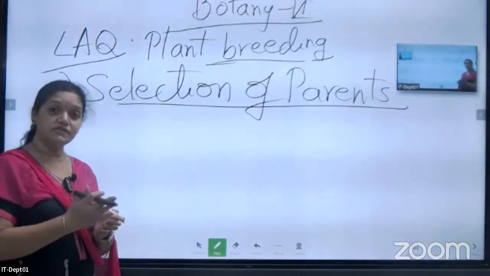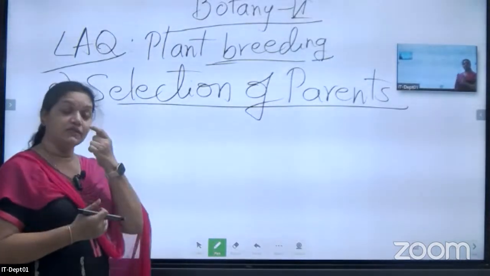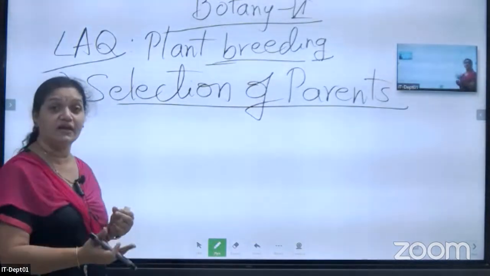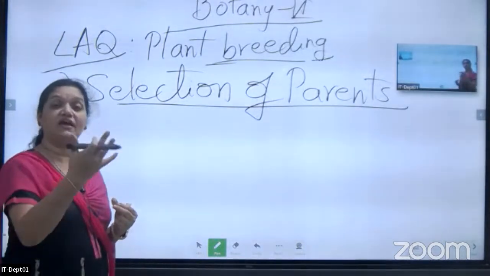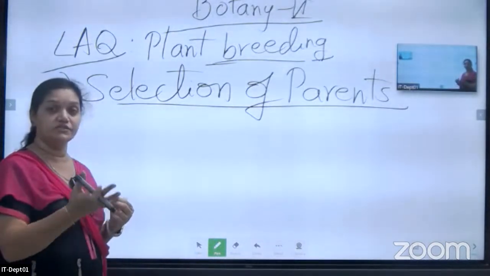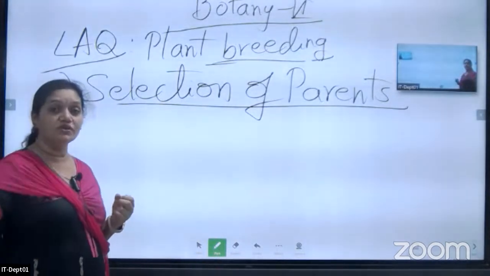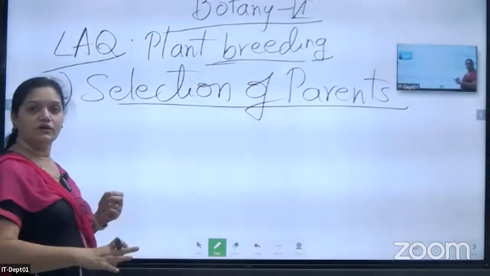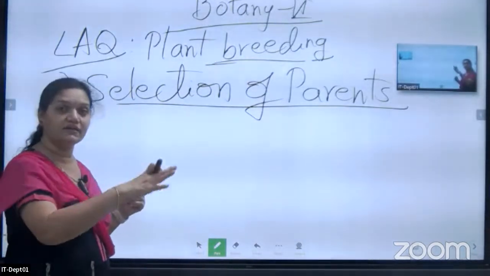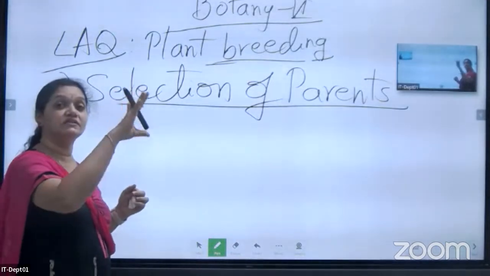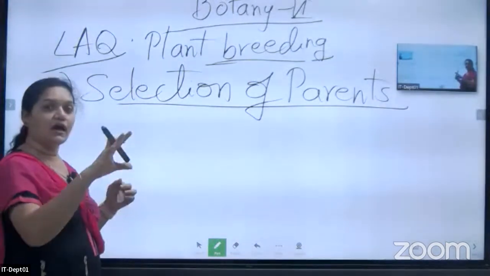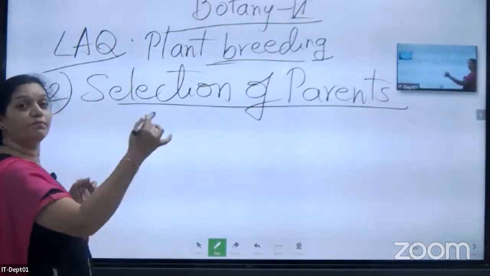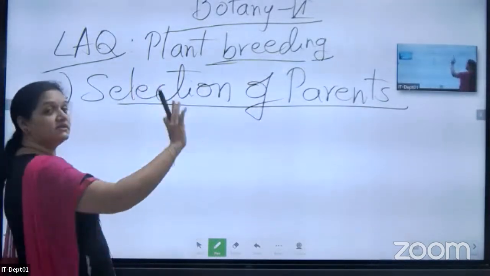Once we are selecting, the parents should have our desired characters in them. What is meant by desired characters? What we want to see in a plant, those characters that we want to see and grow again and again, are called the desired characters. So the parents should have the desired characters. The plants having our desired characters have to be collected and selected as the parents from the germplasm collection. That is the second step.